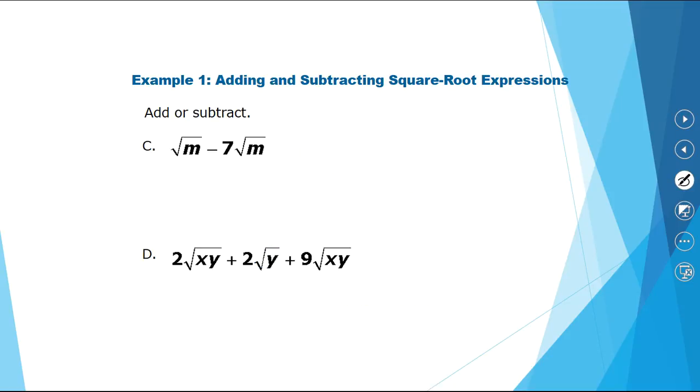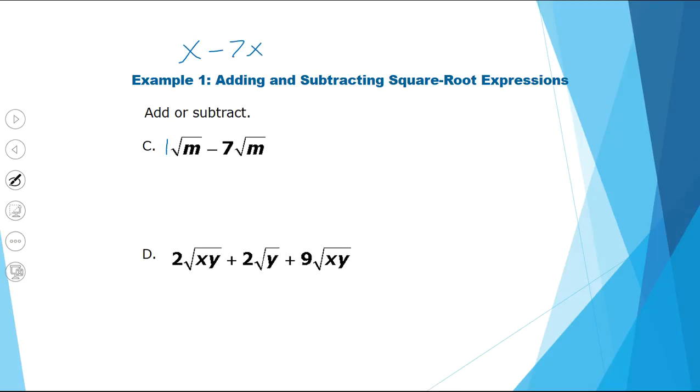Let's try a few others. I have square root of m. Now keep in mind that this is 1 square root of m. It's kind of redundant to write the 1s while you never really see it written, but just remember that there is technically that 1 there. It's sort of like saying x minus 7x. Technically this is 1x, right? Same thing happening here with my square root of m.